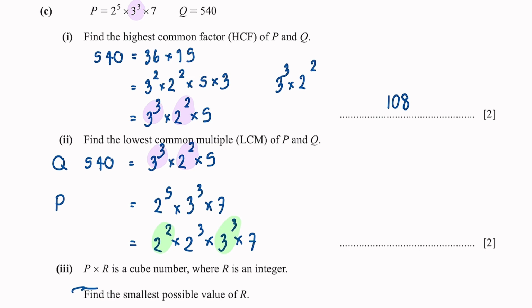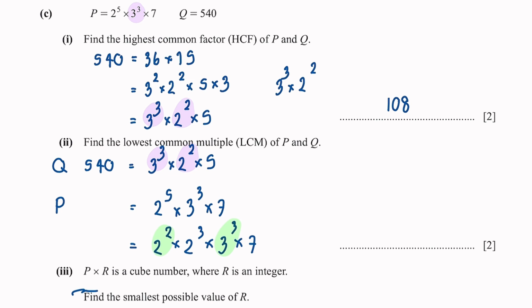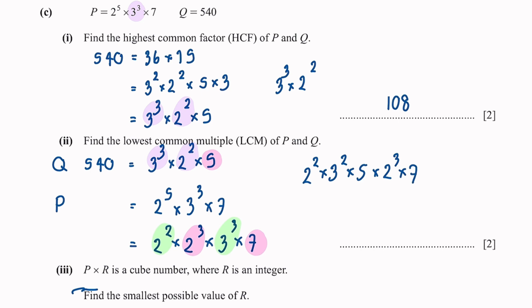And then if they are the same, I won't multiply them twice. Therefore, your answer will be 2 square multiply 3 cube, and then multiply the left numbers, which is multiply 5, multiply 2 cube, and then multiply 7. And you will get 30,240.